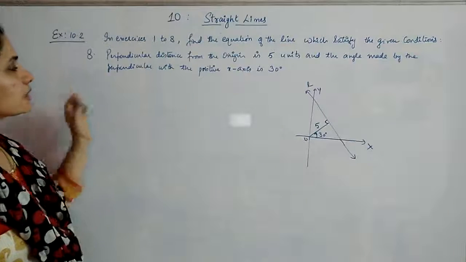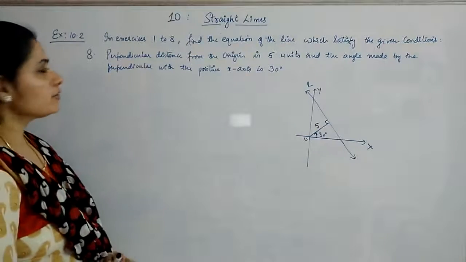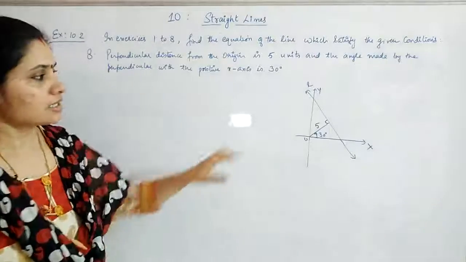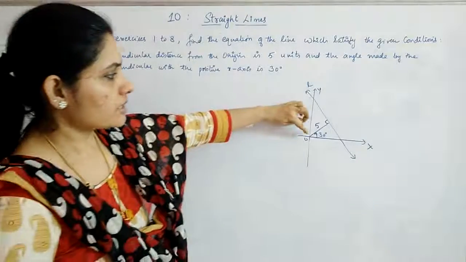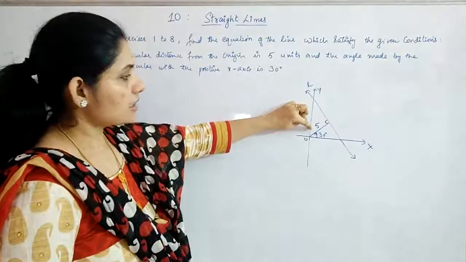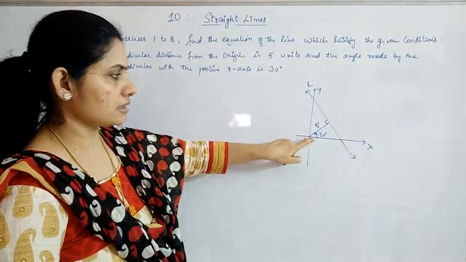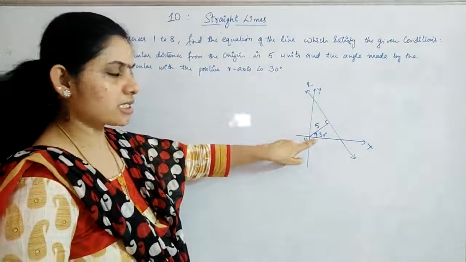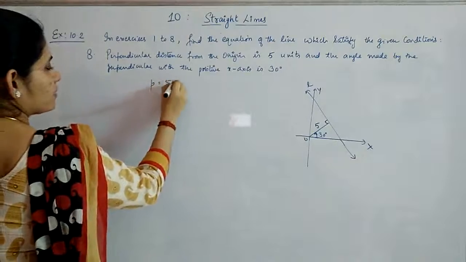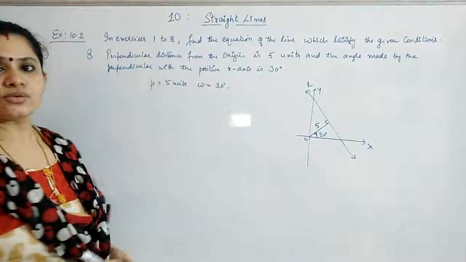Question number 8 is, perpendicular distance from the origin is 5 units and the angle made by the perpendicular with the positive x-axis is 30 degree. So as a rough figure, this is given to be 5, that is perpendicular distance means it is P, and this angle made by the perpendicular and the x-axis is given to be 30 degree, that is it is acting as omega. So P is given to be 5 units and omega is 30 degree. That means you can use your normal form.